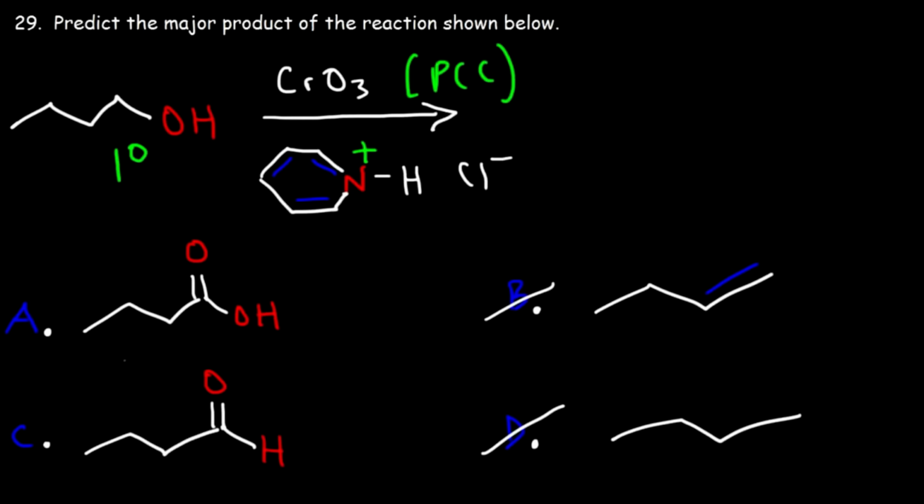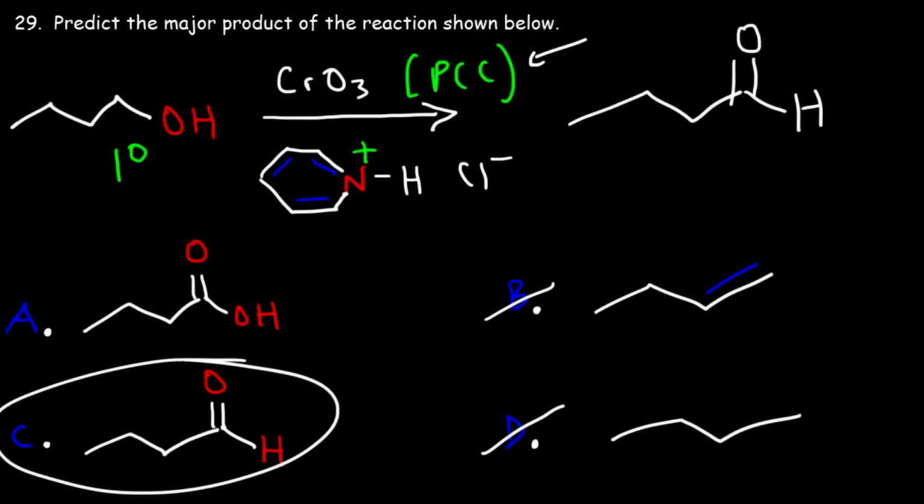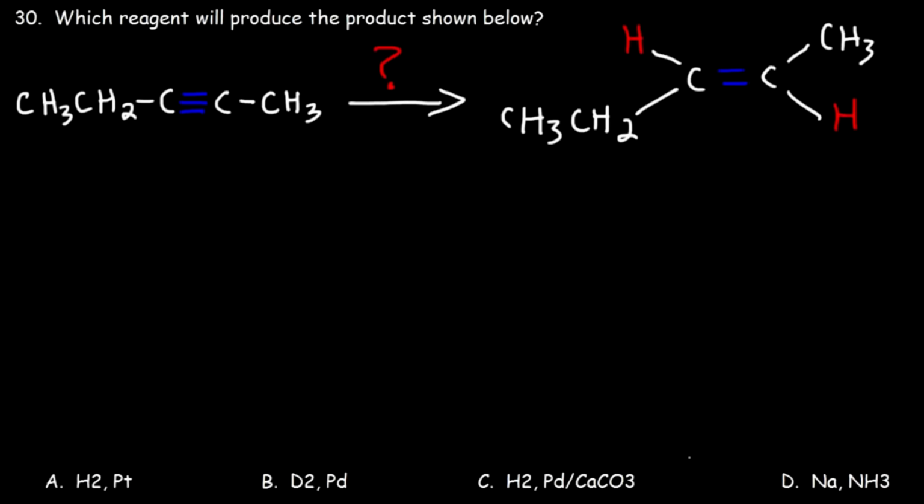PCC converts primary alcohols into aldehydes. Now you don't need to know the mechanism of this reaction, but you simply need to know what this reagent will do. If you have a secondary alcohol, it can oxidize it into a ketone, but know that it will convert a primary alcohol into an aldehyde. So C is the answer. PCC is a mild oxidizing agent. Now if you have a strong oxidizing agent, it can oxidize the primary alcohol to a carboxylic acid, but PCC won't take it that far.